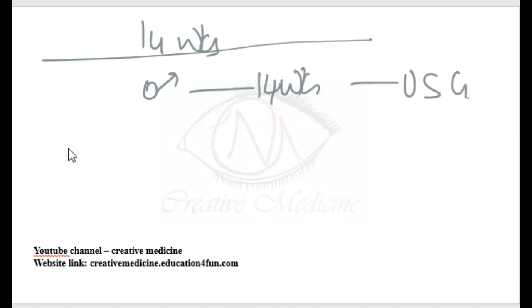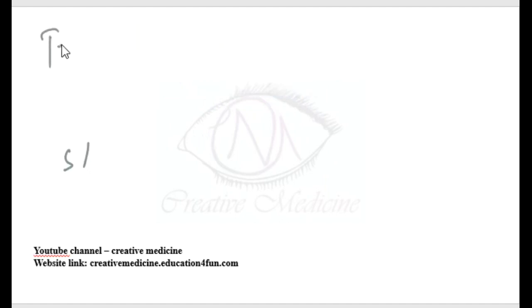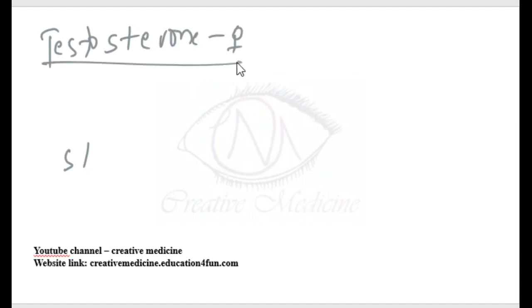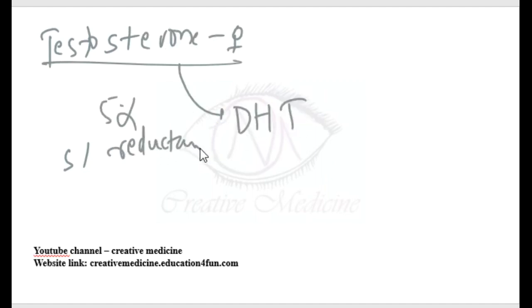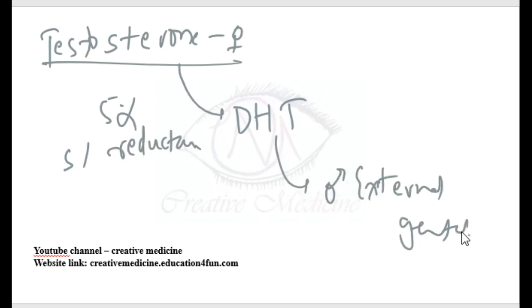Presence of testosterone in a female fetus during the intrauterine life may lead to the development of male external genitalia. So testosterone, if it is present in a female fetus, will get converted to dihydrotestosterone by the enzyme 5-alpha reductase, and this dihydrotestosterone is responsible for the development of male external genitalia.